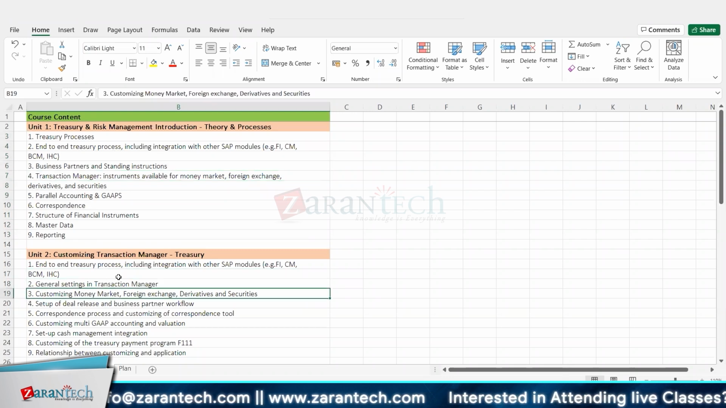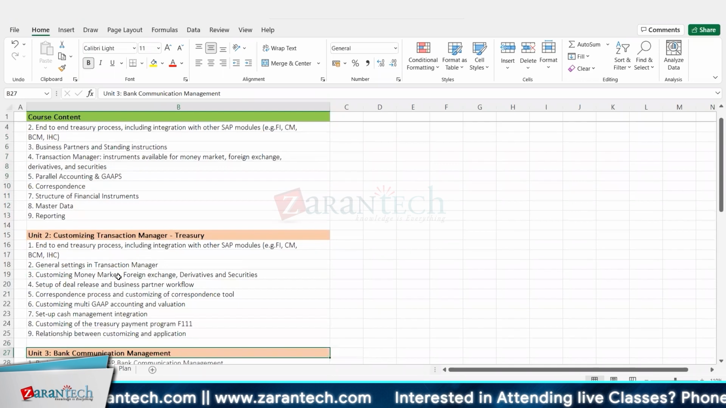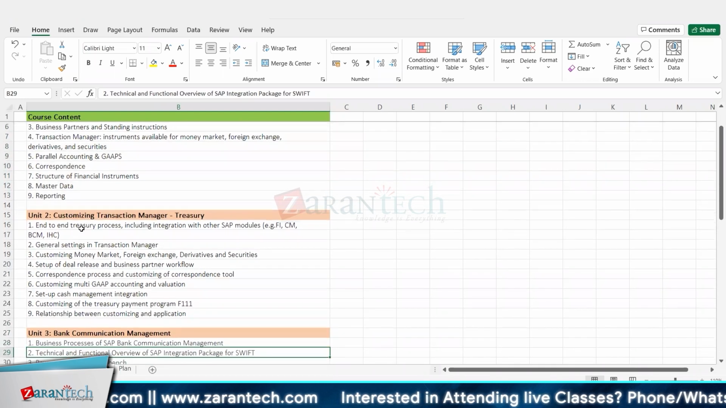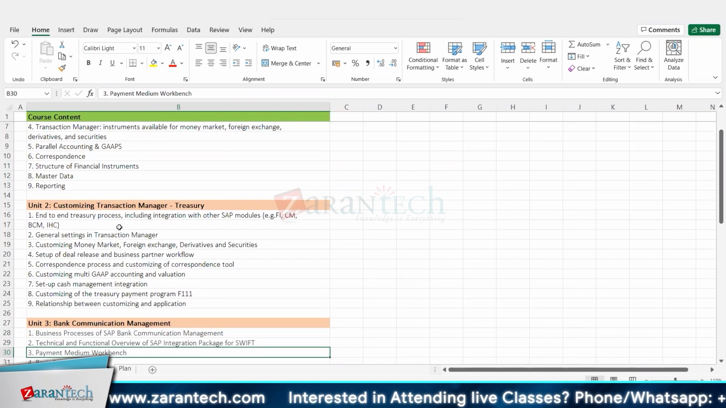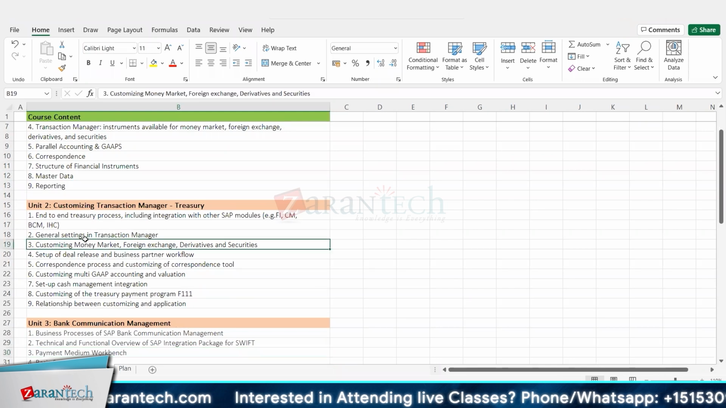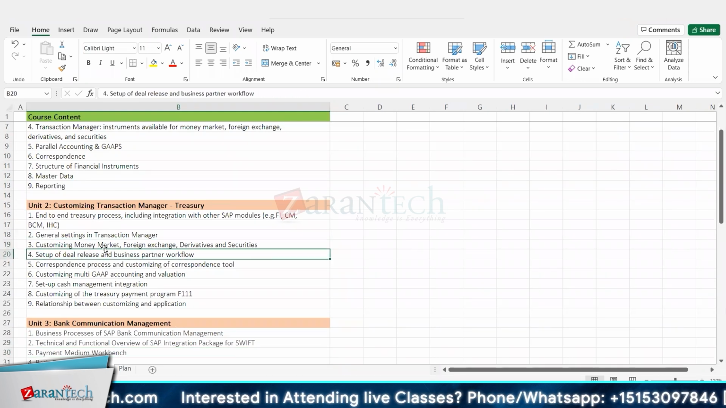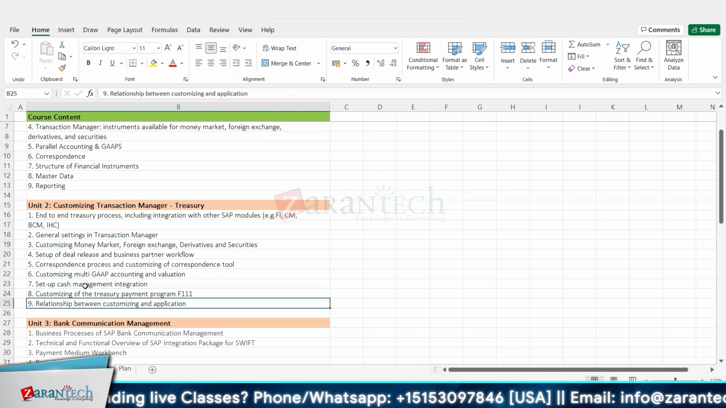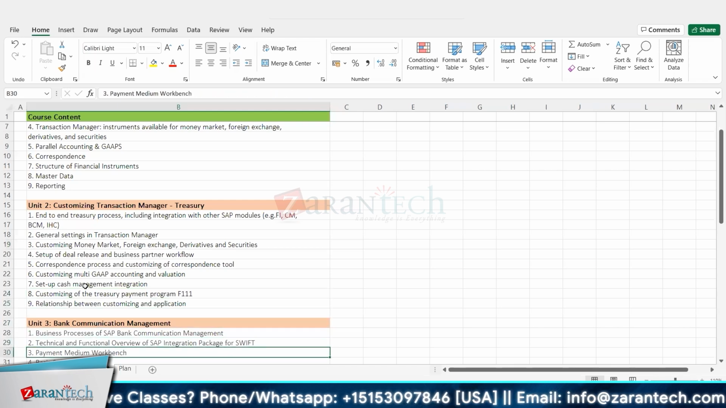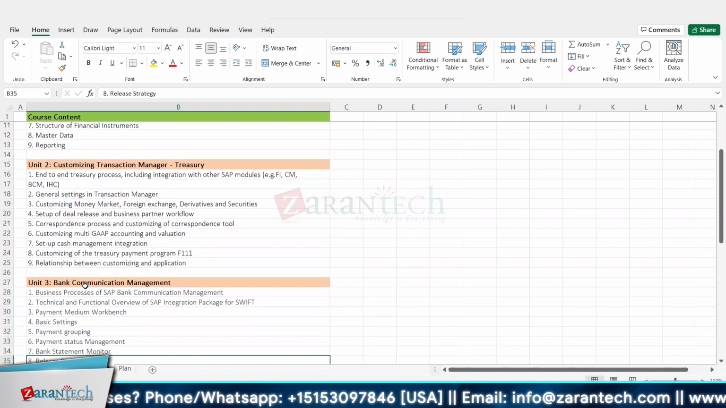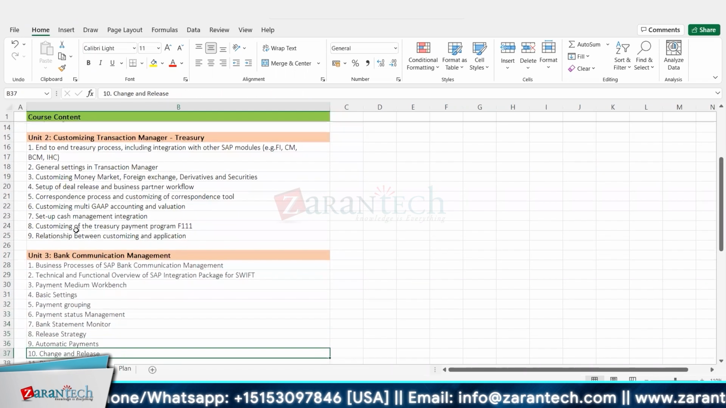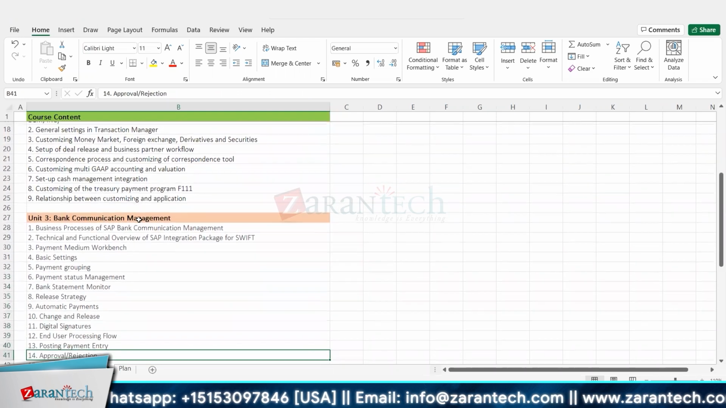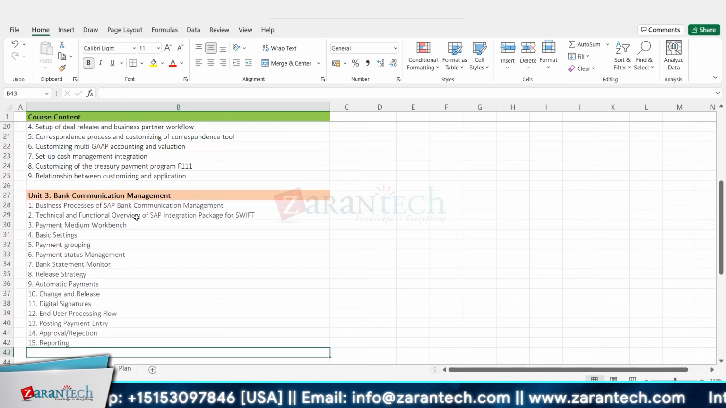Then on the customization, if you look at the content, it's the configuration of treasury and risk management, then configuration of money market, foreign exchange, then setup of deal correspondence customization. So these are the contents they have proposed. And if we look at Bank Communication Management, then here we have the Bank Communication Management overview.